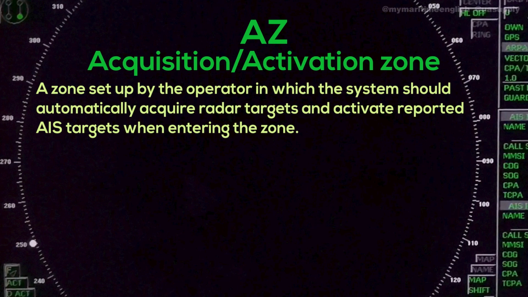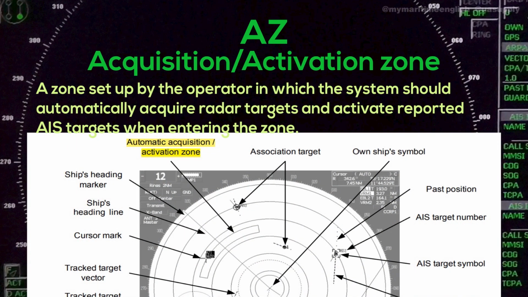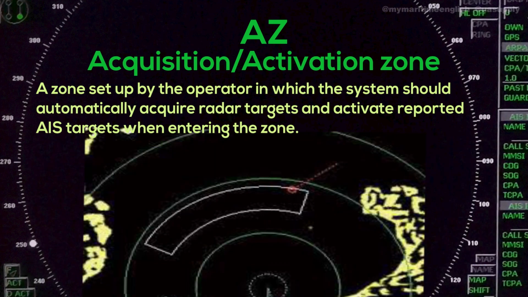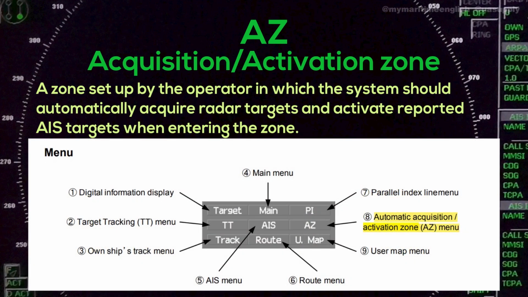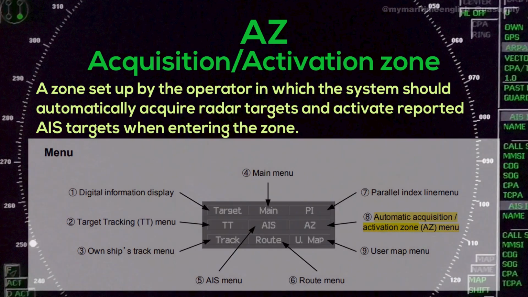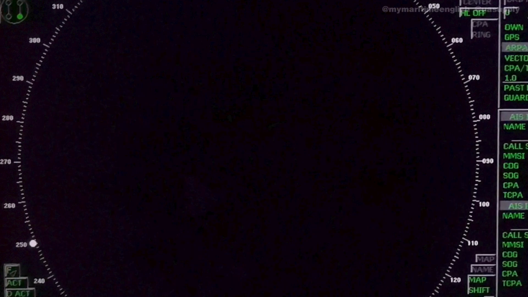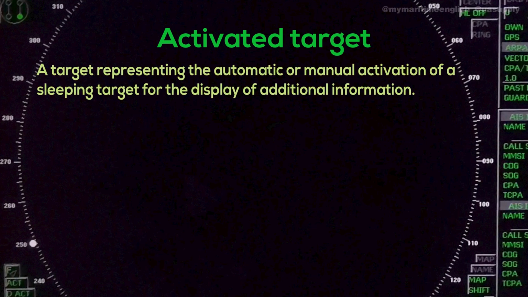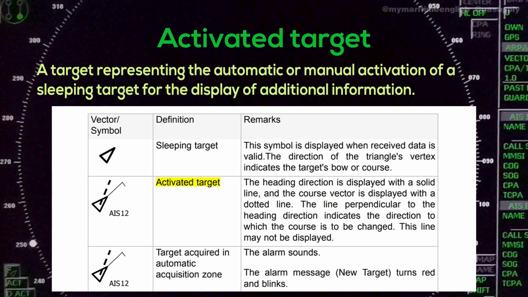AZ, Acquisition Activation Zone. A zone set up by the operator in which the system should automatically acquire radar targets and activate reported AIS targets when entering the zone. Activated target. A target representing the automatic or manual activation of a sleeping target for the display of additional information.